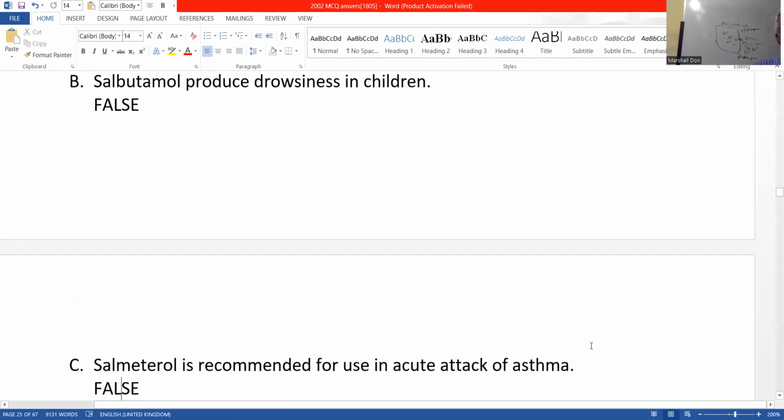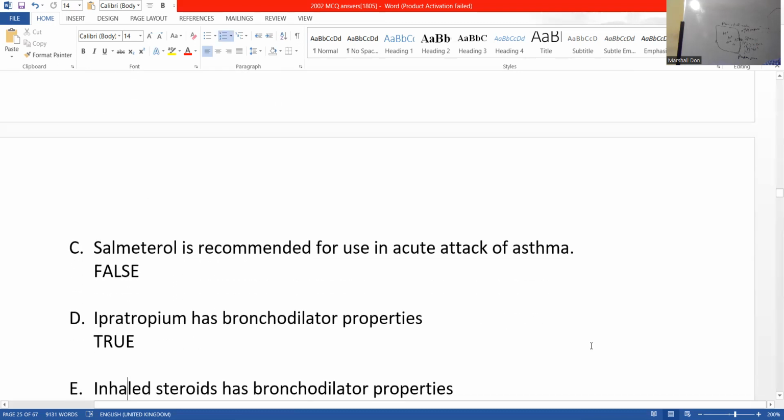Salbutamol produces drowsiness in children. False. Salbutamol is recommended for use in acute attack of asthma. It's true. Sorry, salmeterol. Salmeterol, false.